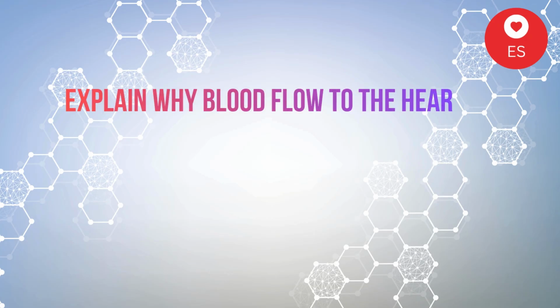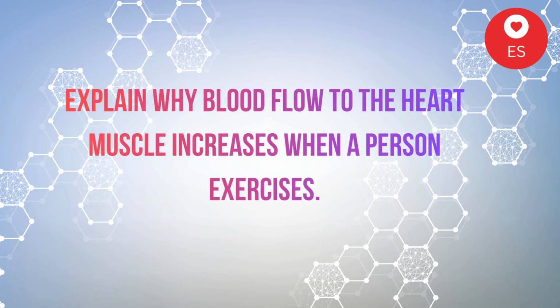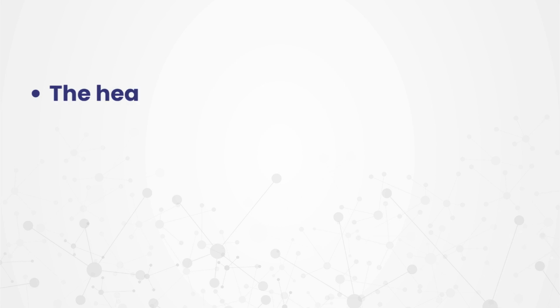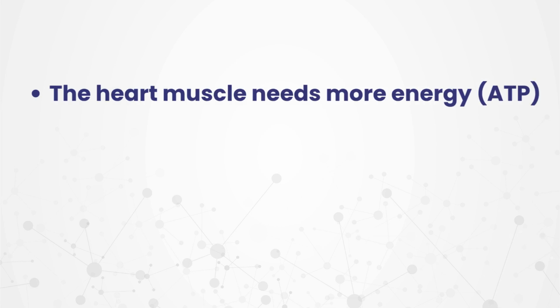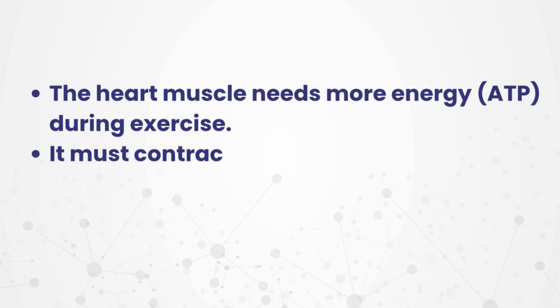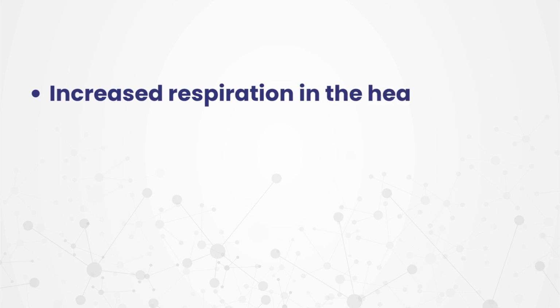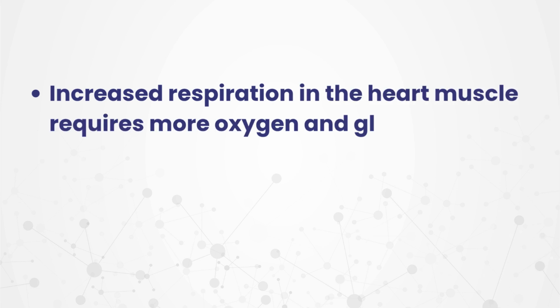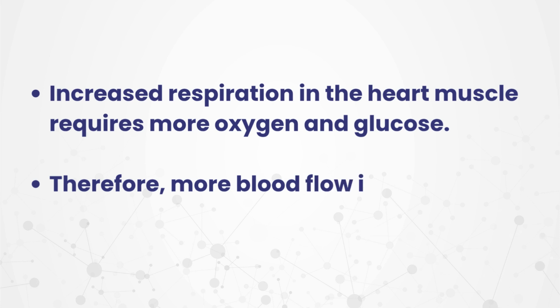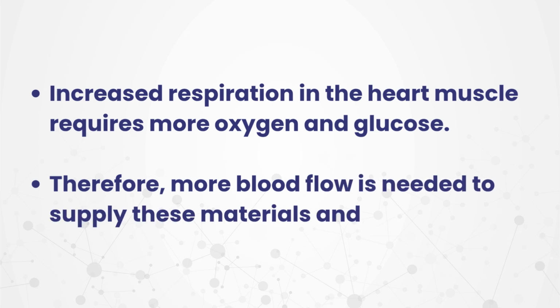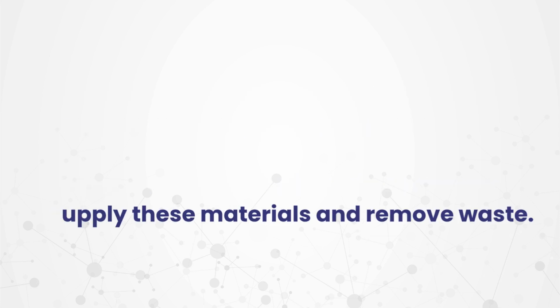Explain why blood flow to the heart muscle increases when a person exercises. The heart muscle needs more energy, ATP, during exercise. It must contract more frequently and more forcefully. Increased respiration in the heart muscle requires more oxygen and glucose. Therefore, more blood flow is needed to supply these materials and remove waste.